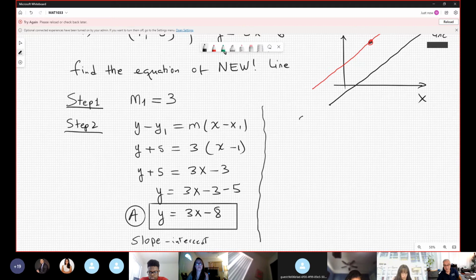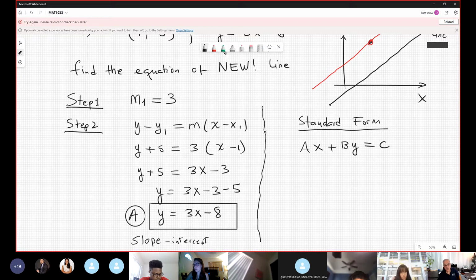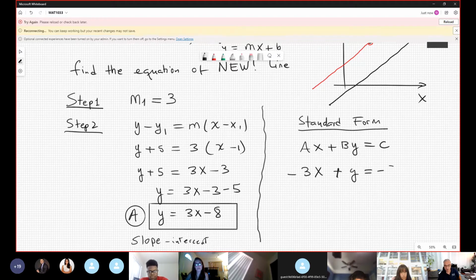And they want standard. And remember, standard is standard form. Standard form is you move everything that contains variables x and y to the left. So the classical format for the standard form is ax plus by equals c. So in this case, super easy. You move 3x to the left, you put in the first place, of course, negative 3x, plus y equals minus 8. Do you see the operation, the manipulation?